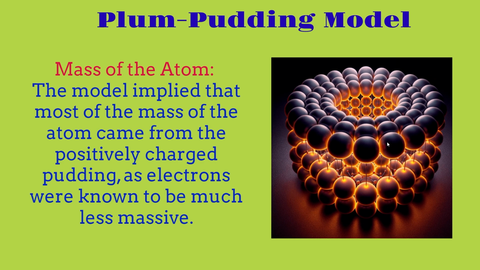So that's why he said that there was a big circle and that whole thing was positively charged, because he believed that it had a lot more mass compared to the electrons. So this summarizes J.J. Thomson's model, which was the Plum-Pudding Model.